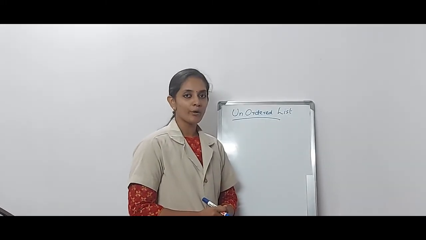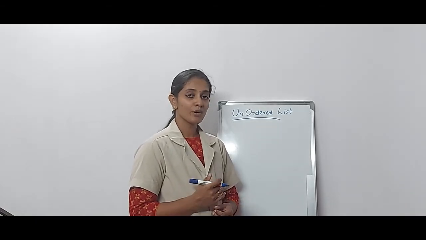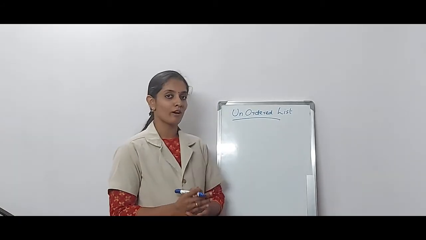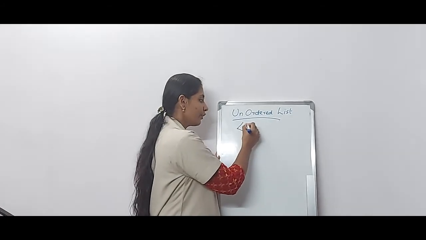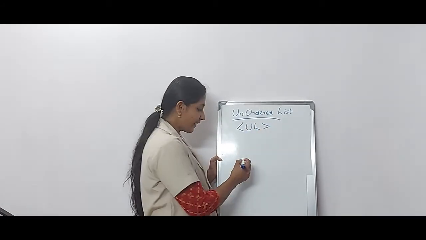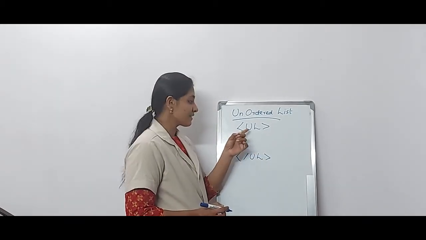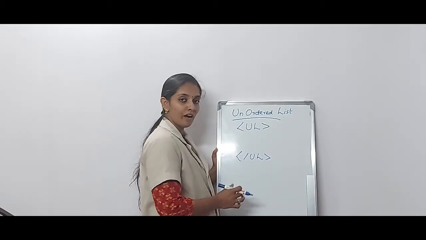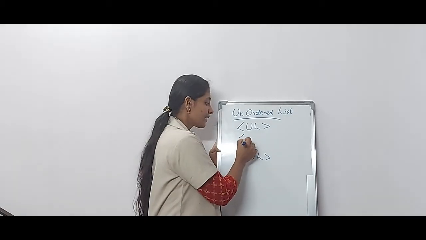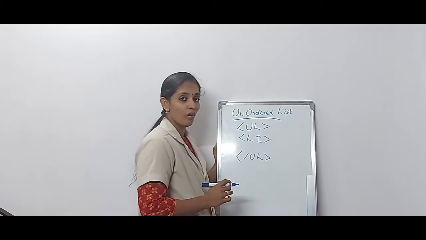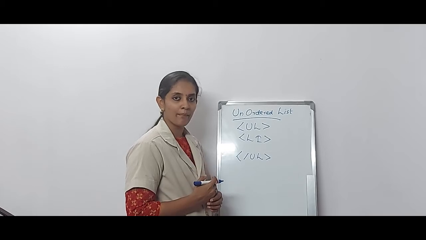The first one is unordered list. As the name suggests, unordered list means there is no order. Unordered list, also known as bulleted list. Unordered list can be represented using the tag UL and it should end with /UL. This is the starting of unordered list and ending of unordered list. And each item in the unordered list should come inside LI tag, like in the ordered list. So unordered list is used to display a list of items in a random manner.